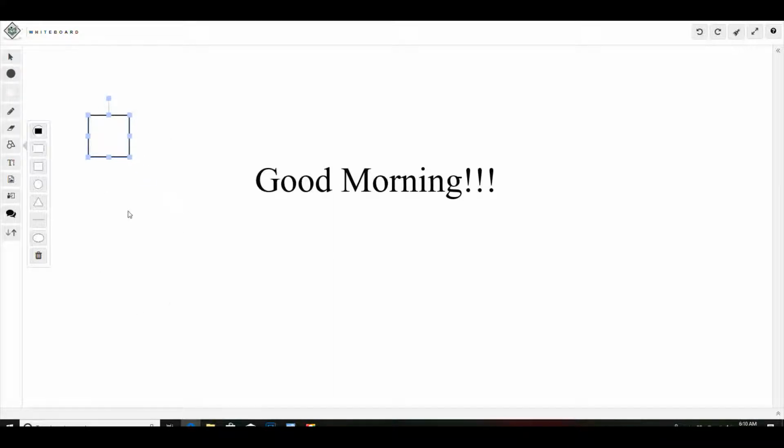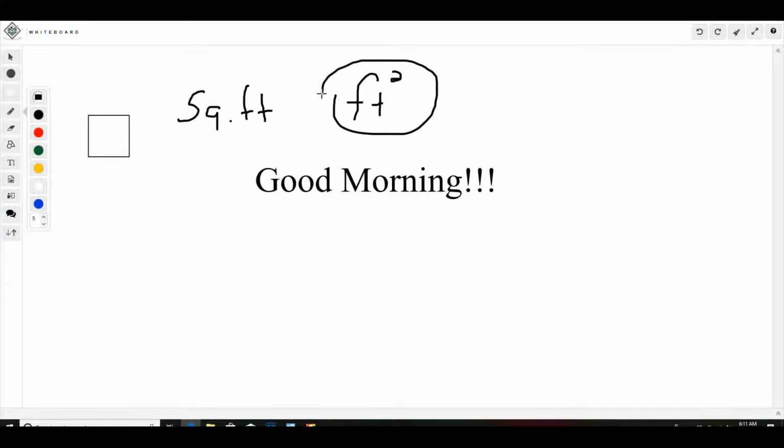But these are two-dimensional objects. That's why when we do area, we always say the answer would be, for instance, square feet or square inches. Remember, we learned to do this to show that we measured using a two-dimensional square. Okay, so when we measure a volume, we're using cubed.